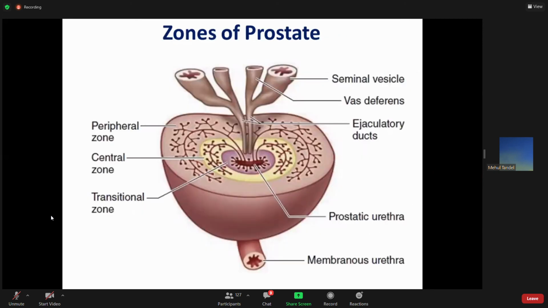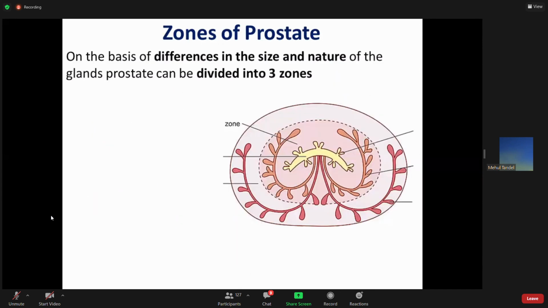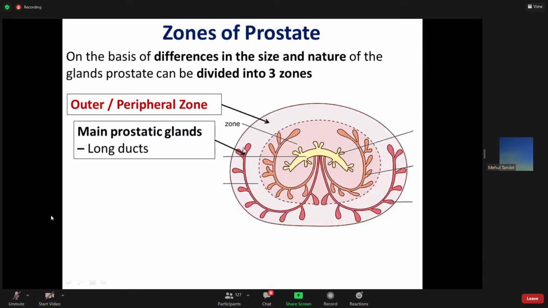Now, the various zones of the prostate. These zones are based on the difference in size and nature of the glands. We divide the prostate into three zones, mainly based on size and nature of the gland. First is the peripheral zone or outer zone. It contains the main prostatic glands with very long ducts. You can see, this is the main prostatic gland, and these are long ducts. The excretory ducts are very long and open into the prostatic urethra. That is known as the outer zone or peripheral zone.